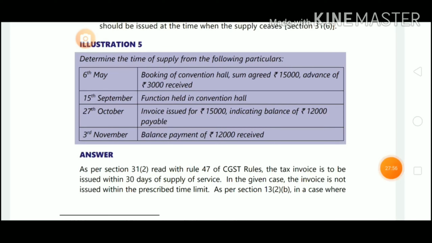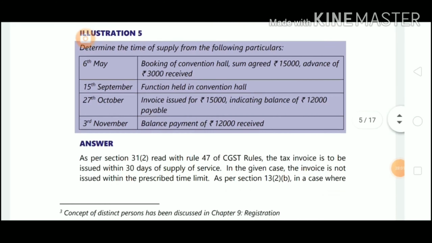So this is the case of supply of services, forward charge. So recall the provision. In case of supply of services, there is no restriction, means there was no amendment as in the case of supply of goods. In this case, time of supply in case of advances is the date of payment. So advance of 3,000 which is received on 6th May. In that case, TOS for this advance payment will be 6th May, but not take the date of invoice.